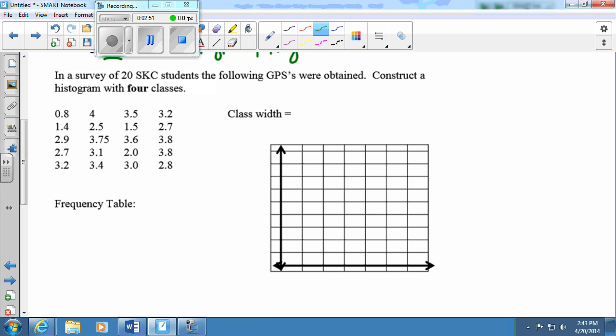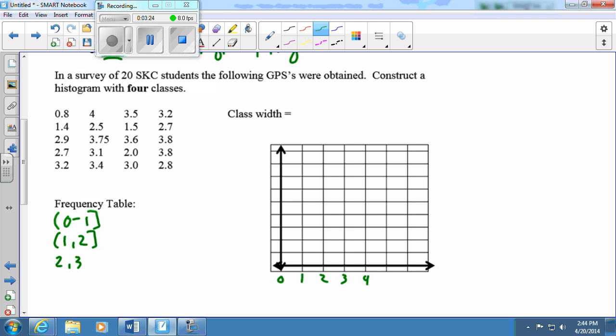So we might go a GPA from 0 to a 1.0, 1.0 to a 2.0, a 2.0 to a 3.0, and a 3.0 to a 4.0. Notice there's nothing beyond a 4.0, and I've got everybody included. So we're going to go from a 0 to a 1. Now the bracket means if you have a 1, you will land in that class. And then we'll go from a 1 to a 2. So if you have a 1.1, you would land in the second class.